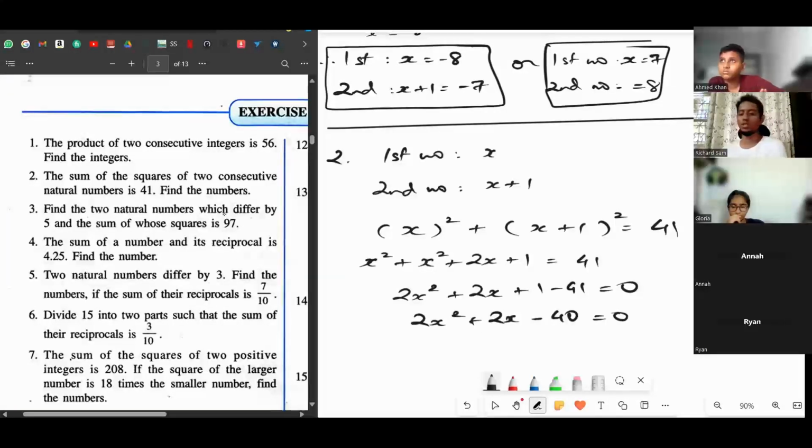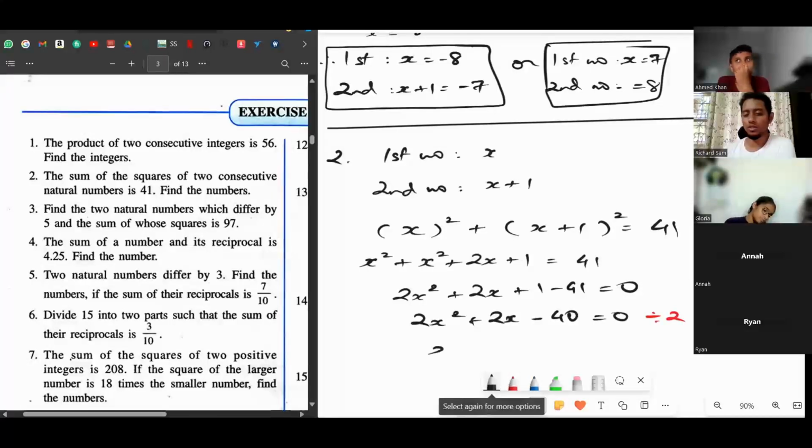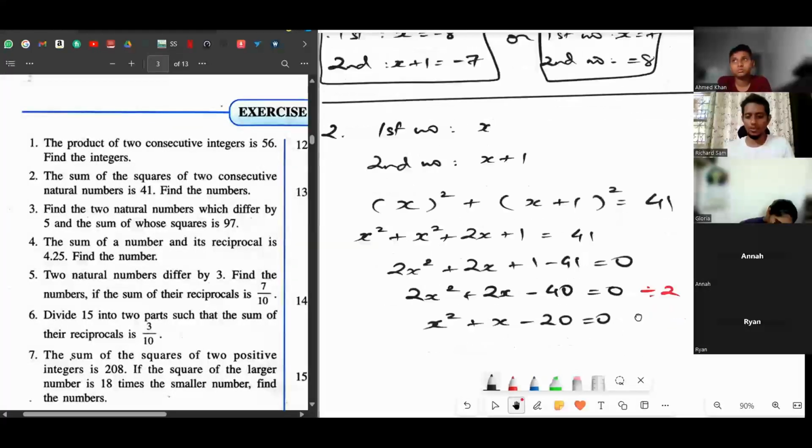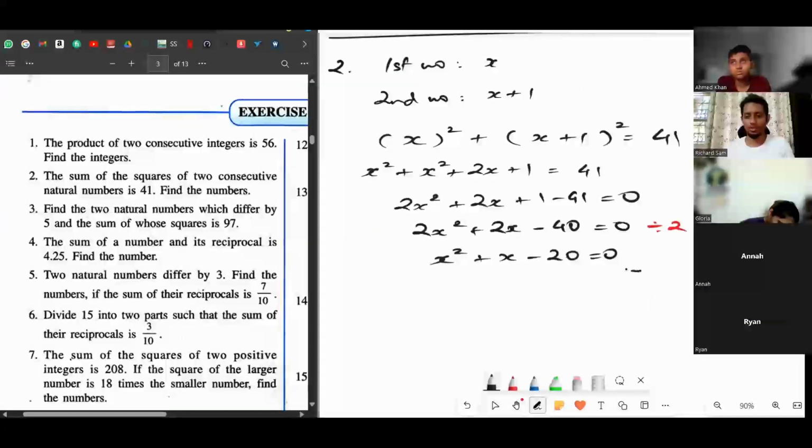Now what I see most of you did not do is divide this equation by 2. This equation can be made smaller. All the numbers are divisible by 2. So if you do that, you'll get x square plus x minus 20 equal to 0. It's not that you'll get it wrong otherwise, but the numbers will be slightly bigger. Okay, so here we are able to divide it by 2.